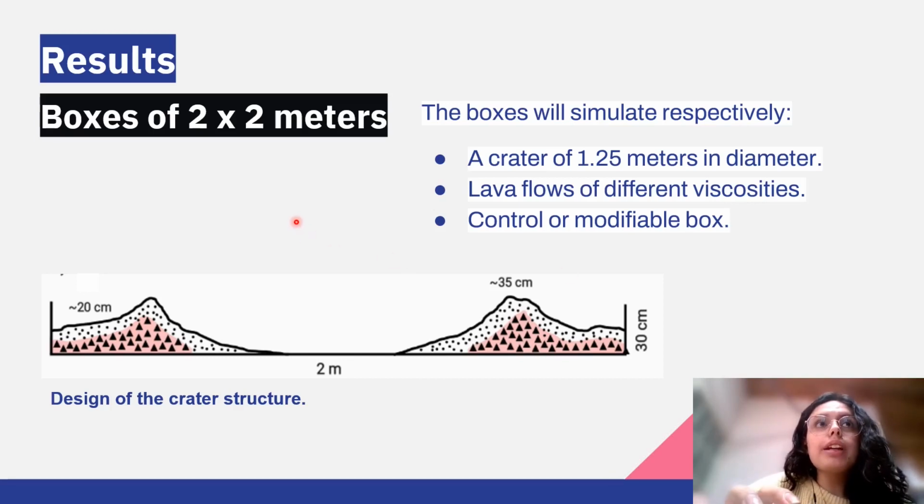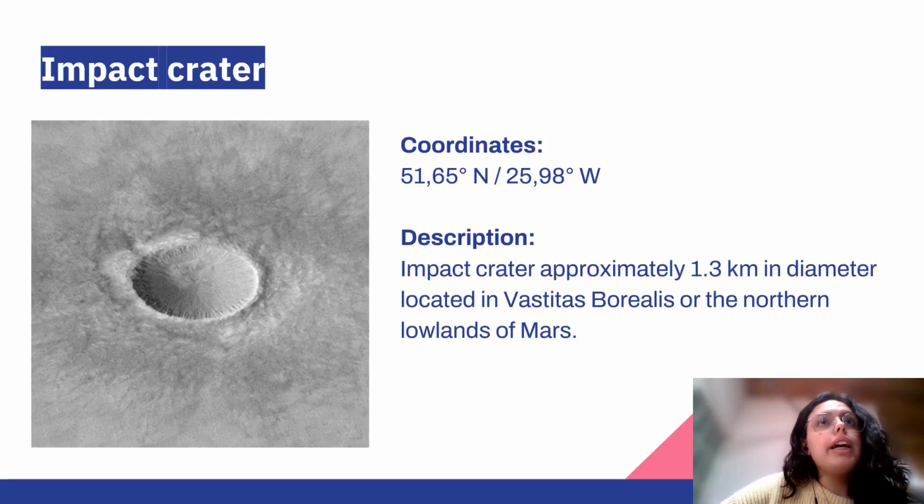Three 2 by 2 meter boxes will contain a 1 meter diameter impact crater with an opening in its ring, lava flows with different viscosities and deposits, and a planar space that will function as a control terrain or a rotating stage. As an analog of the impact crater, I chose this one, very simple, about 1 kilometer in diameter.